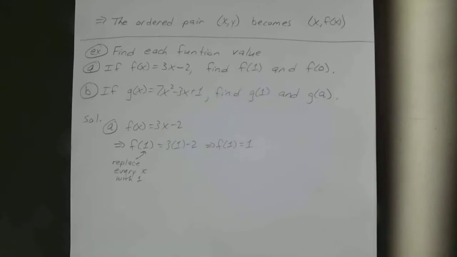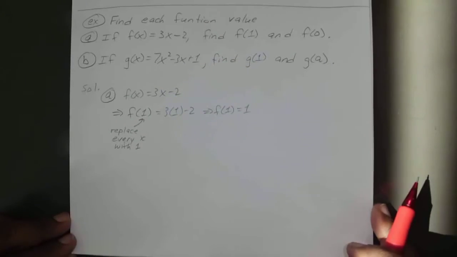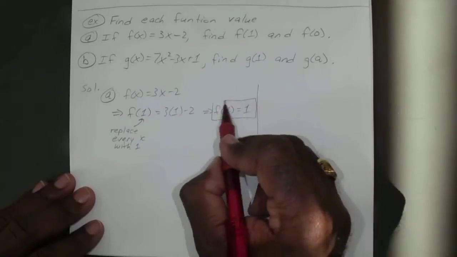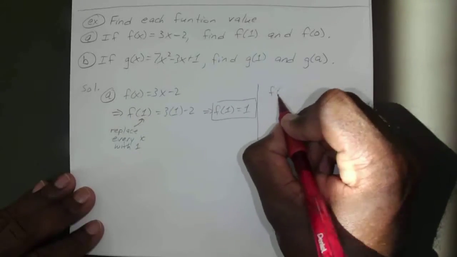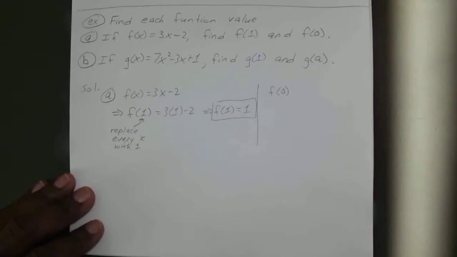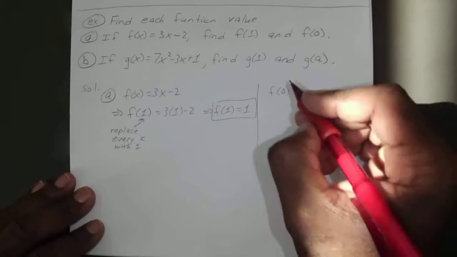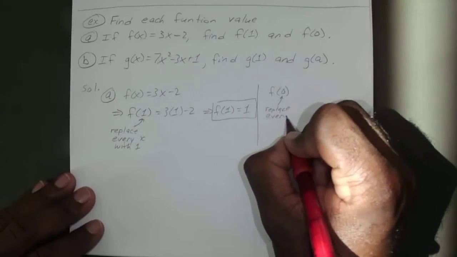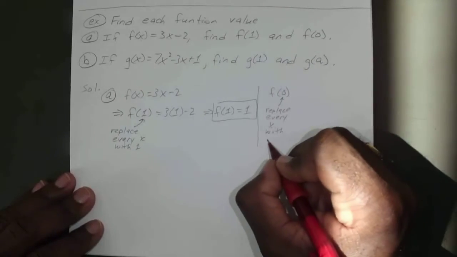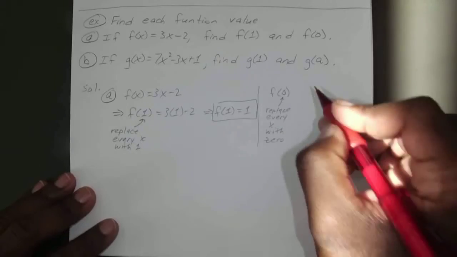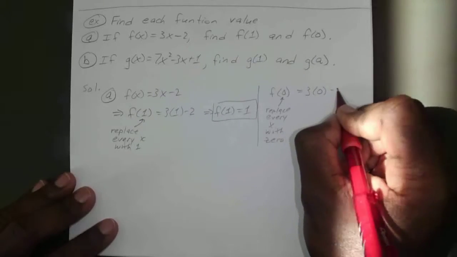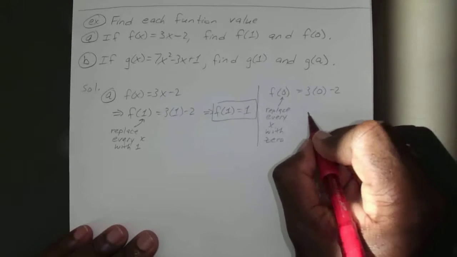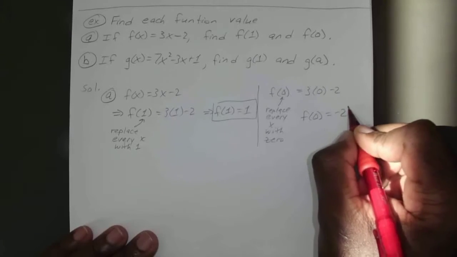Okay, so if we want to find, since we're running a little bit out of paper here, I'll just put f of 0 over here. Okay, so we have f of 1. So if you have f of 0, that literally just means replace every x with 0. Okay, so that's going to equal 3 times 0 minus 2, which is negative 2. So we know that f of 0 equals negative 2.